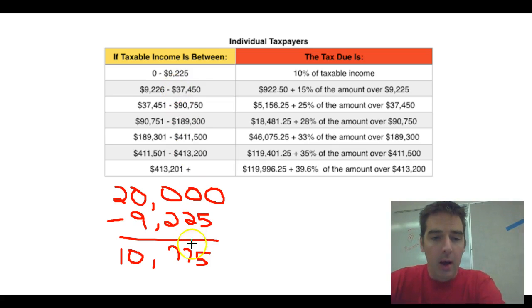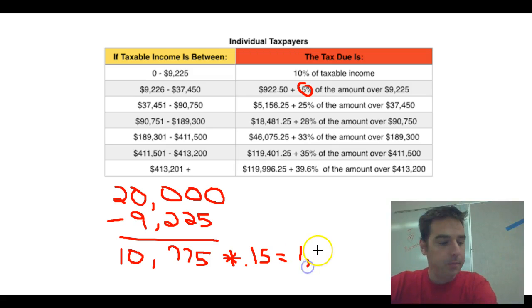Okay, so we're going to then take that $10,775. That gets taxed at 15%. All right, so we're going to times that by 0.15. And we get $1,616.25.